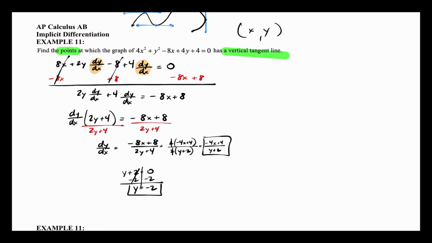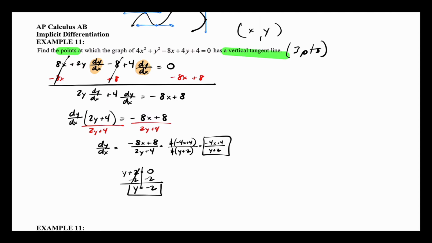Have I answered the question yet? No, not at all. On a 3-point test, if it's worth 3 points, you might get 1 point. I want the other 2 points. So what do I need to do? Setting the top equal to 0 would tell me where the horizontal tangent line is, but the question's not asking that. It's not going to help me get full credit.